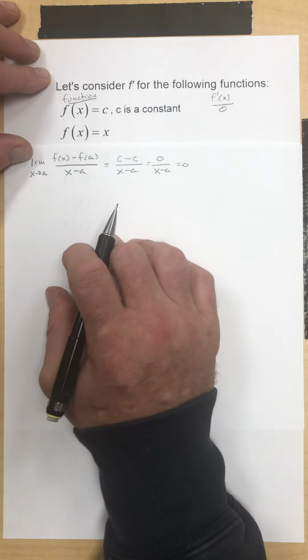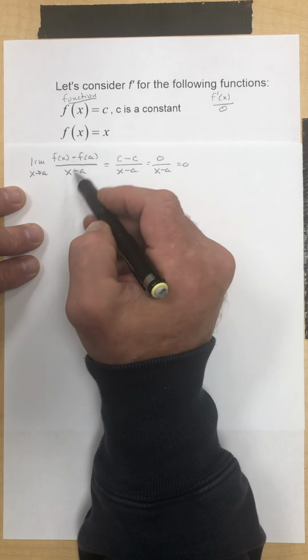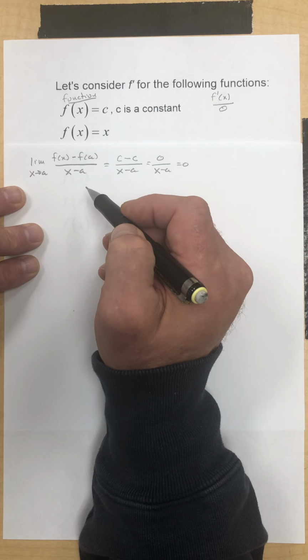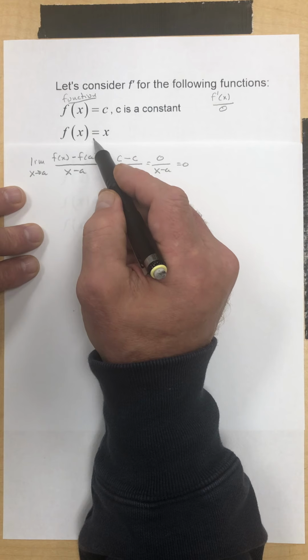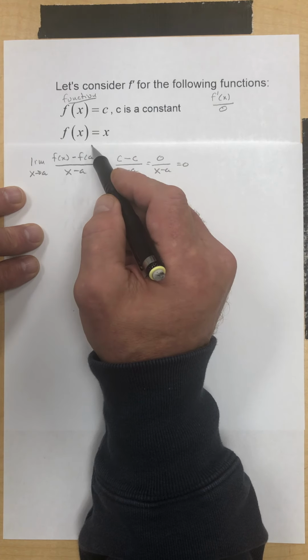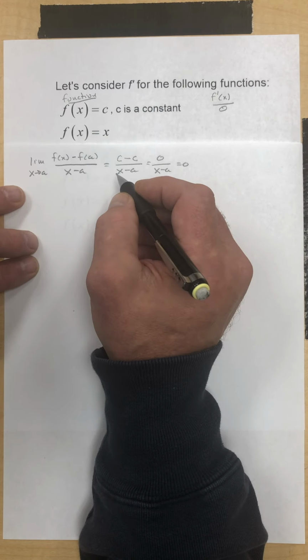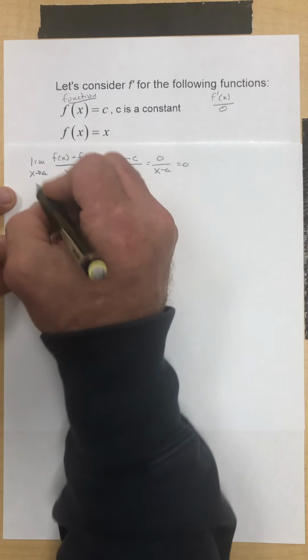All right, now this guy right here, f of x equals x, that's just y equals x. That's a line. So if I take the slope of any tangent line anywhere, I should just get the slope of that line. I should just get 1. So let's see if it works out.